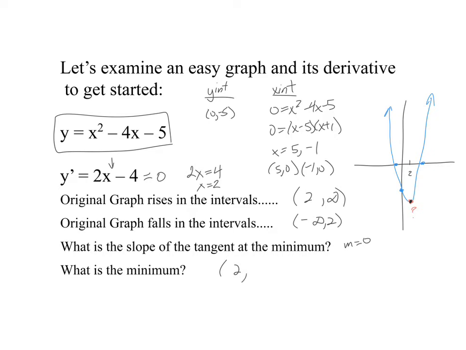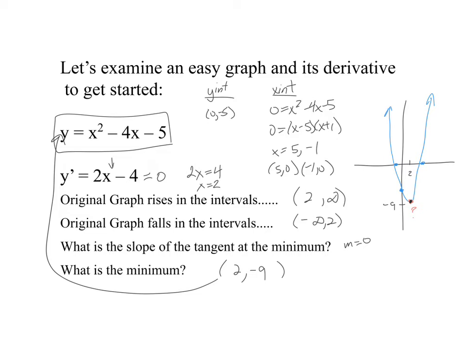So the only thing we have to figure out is what is the y-coordinate of that minimum. So we know the x is located at 2. So to get any kind of y-coordinate, always go back to the original graph. So we plug 2 into the original, we would get 4, minus 8 minus 5 would give us negative 9. So this graph, the way I got it drawn, that minimum location should be at negative 9.